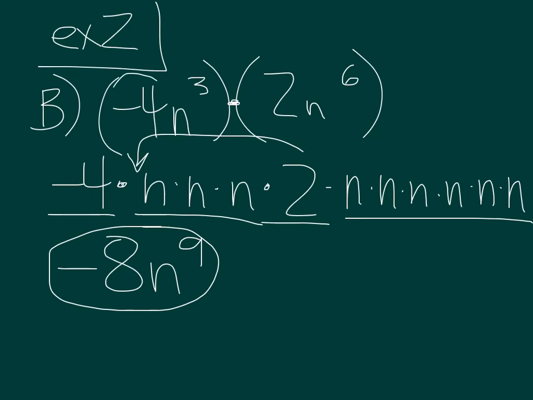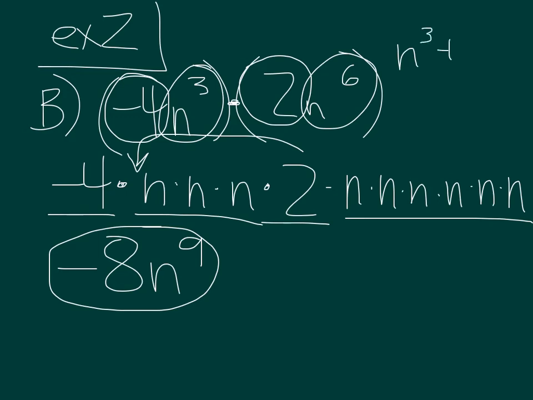You can basically just do negative 4 times 2, which is negative 8, and then with your n to the third and n to the sixth, that's n to the 3 plus 6 power, which is n to the 9th. So that's where that comes in. Alright, let's try another one once again. Let's go to example 3.